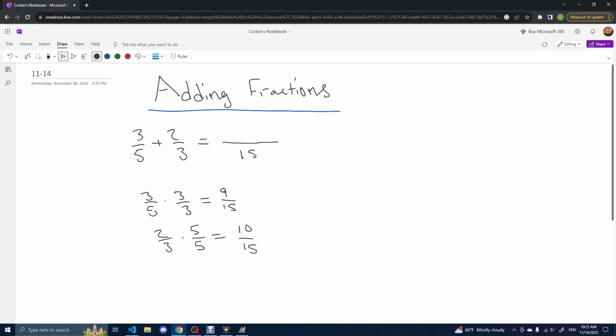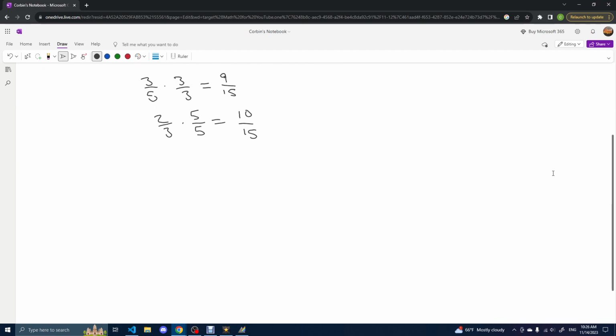And so now we can add 9 and 10 together. And so we would get 19 over 15. Or if you wanted to, you can simplify this to 1 and 4 over 15. And so let's go ahead and look at another problem now, where this time we actually have to use our least common multiples.